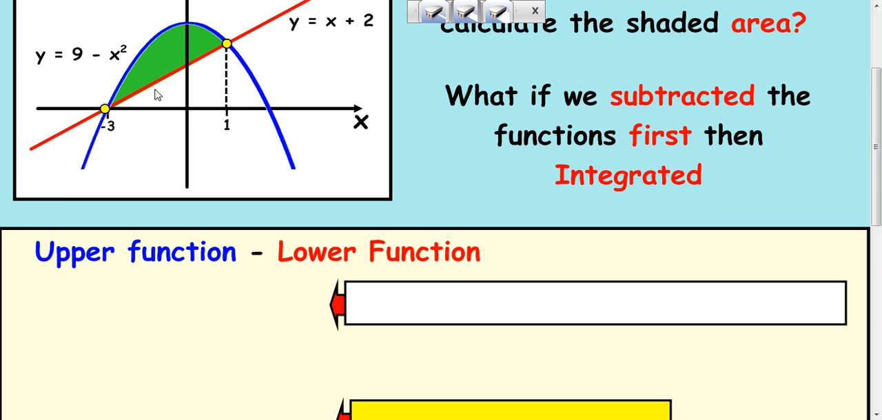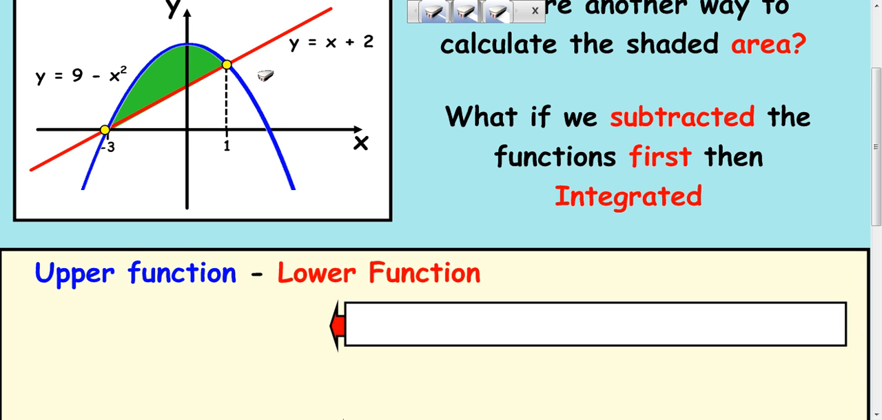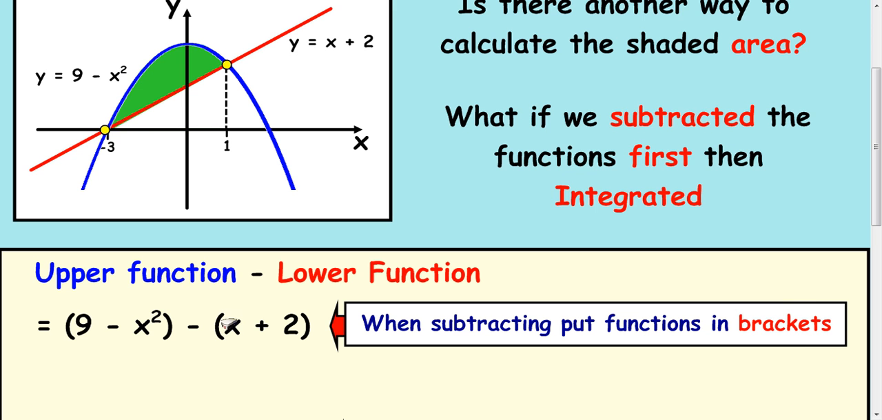So this is the same question as last time, and I'll show you it gives you the same answer as the calculation we did in the last example. So the upper function is 9 minus x squared, and we're taking away more than one term, so you must put it in brackets, taking away x plus 2. If you don't put it in brackets, you will get it wrong, because we're taking away all of this, so you have a takeaway x and a takeaway 2 when you multiply this bracket out with the takeaway.